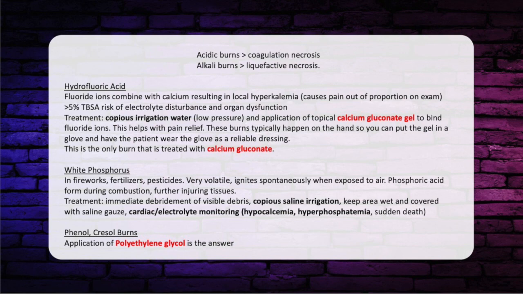That's going to be the answer for first treatment: debride any visible debris and then copiously irrigate with saline for white phosphorus. You also want to monitor for cardiac electrolyte abnormalities. With white phosphorus, you're going to see hypocalcemia and hyperphosphatemia. This can lead to sudden death.